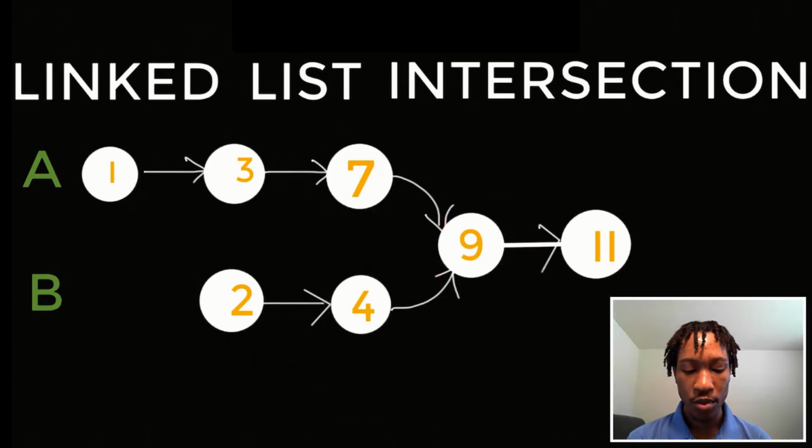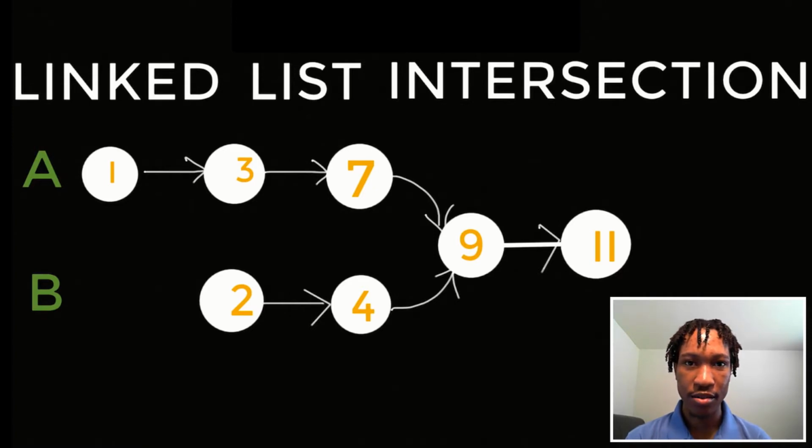So this solution is going to run in O of A times B time, because we're doing two for loops inside each other, where A is the number of nodes in linked list A, and B is the number of nodes in linked list B.